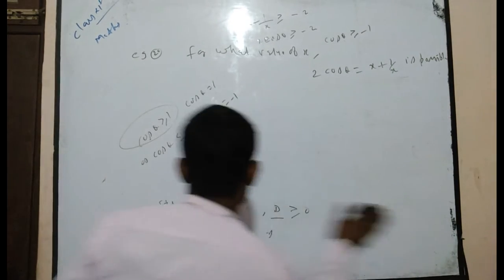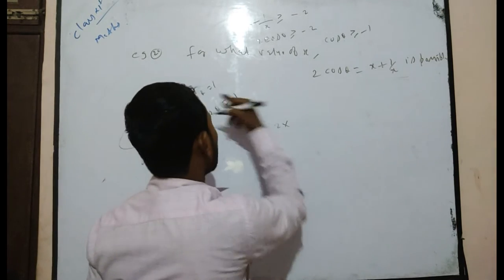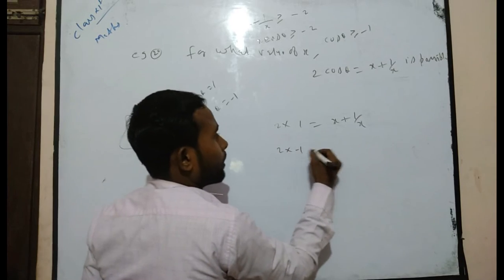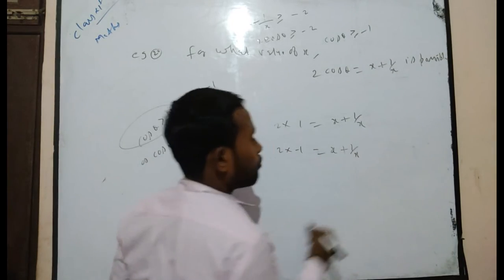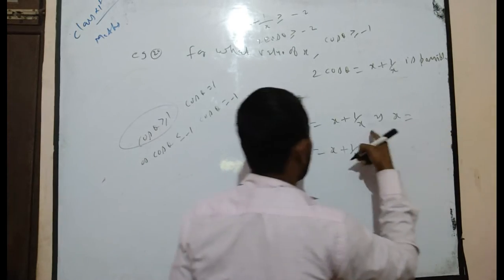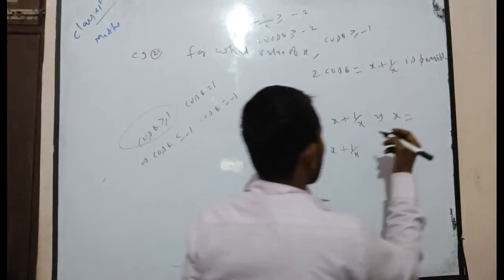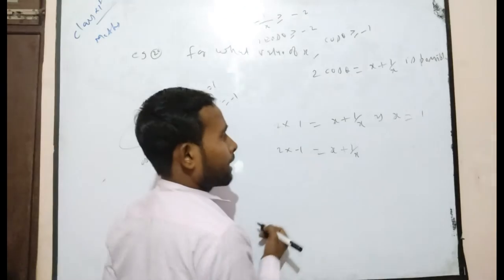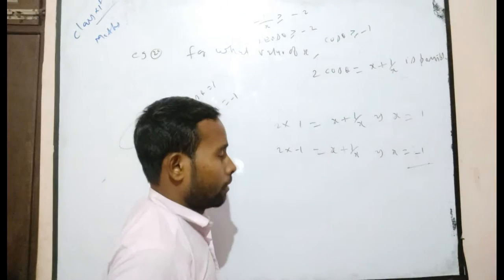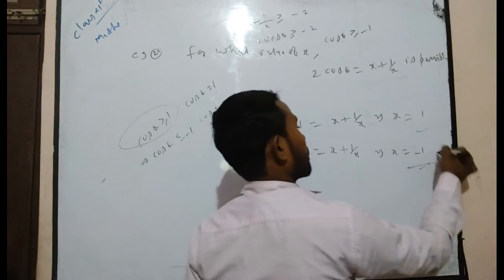I think this is a simple process. So 2 into cos theta, that means 2 into 1, is equal to x plus 1 upon x, and 2 into minus 1 is equal to x plus 1 upon x. If you calculate this quadratic equation, you get x equal to 1, and from the other you get x equal to minus 1. This is the simple process. So x equals 1 and minus 1.